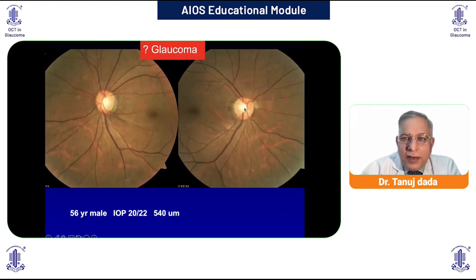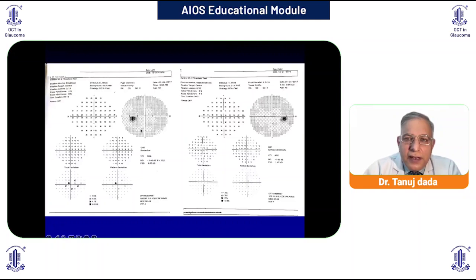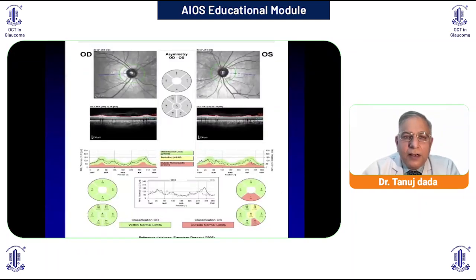Because they are used to looking at the cup. Cup disc ratio is okay. Left eye looks slightly suspicious. But what you have to focus on, again, is that there is a retinal nerve fiber layer defect here. So this can often be missed on clinical examination. Visual field nearly normal, no significant defect.